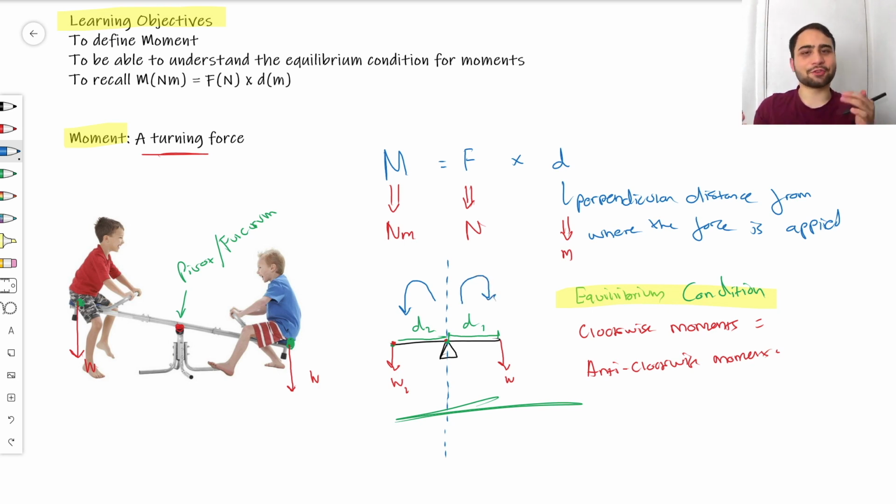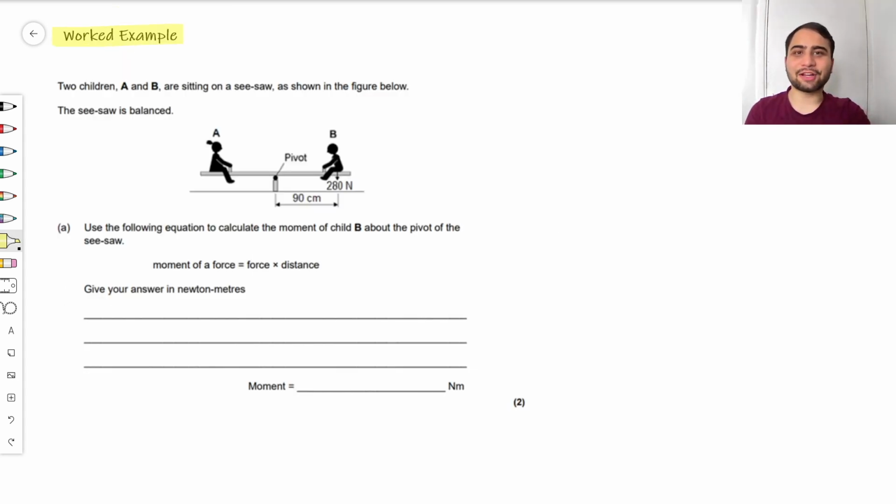Now, if we think about this, if my anti-clockwise moment is, say, minus 10 Newton meters, and then I get my positive clockwise moment of 10 Newton meters, I just get back to 0. I get flat. So that's why, when clockwise moments equal anti-clockwise moments, a system is in equilibrium. Okay, so now let's have a look at a worked example.